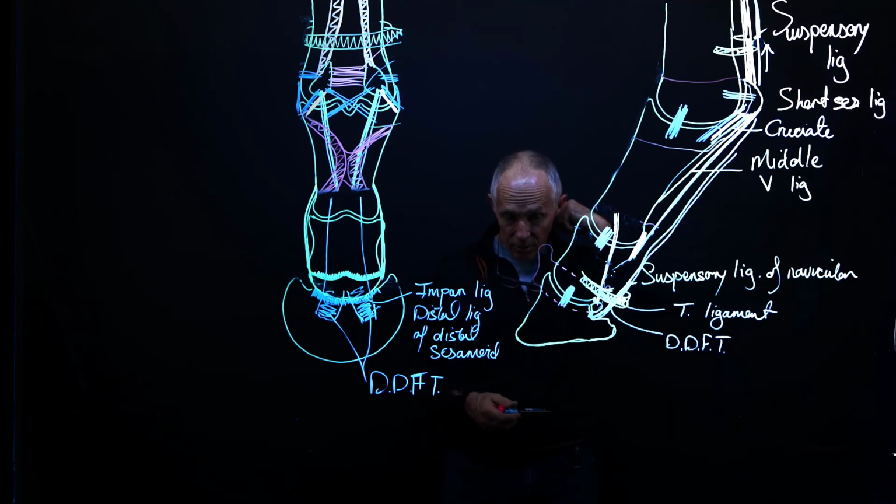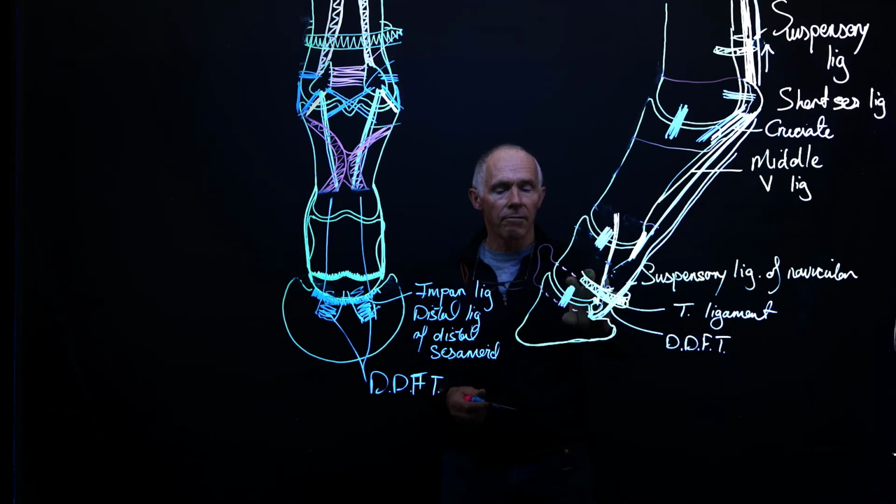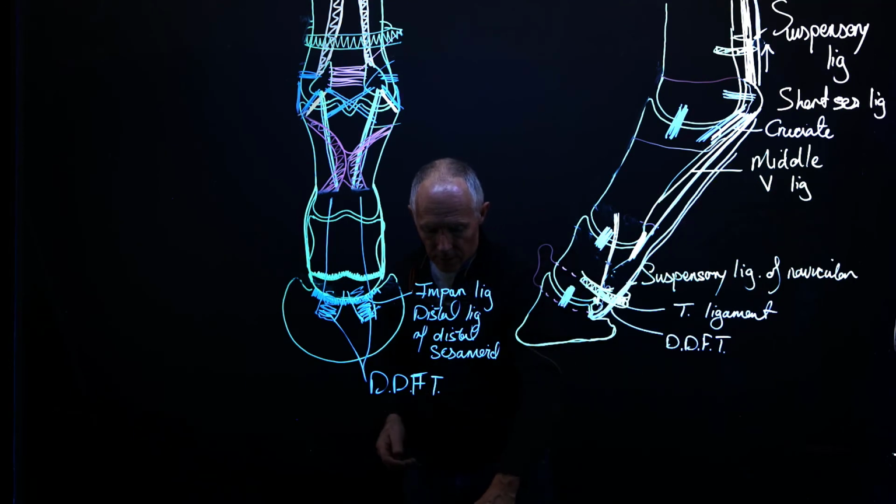So now let's look at the ligaments of the collateral cartilage that are in this region. I'll clean the board and we'll start again.